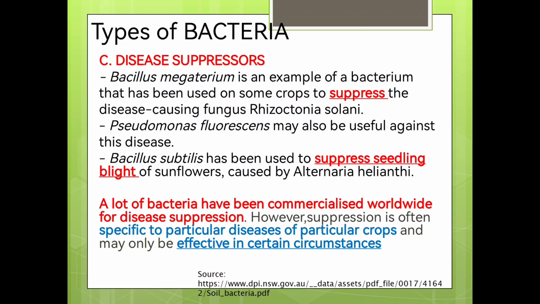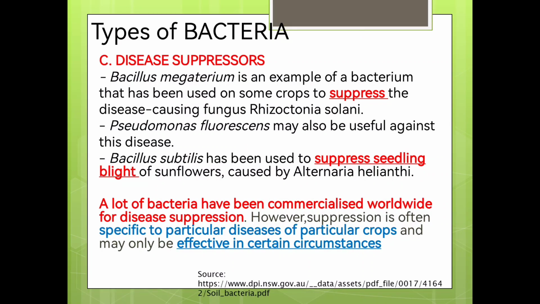Then we also have disease suppressors. The Bacillus megatherium is an example of a bacterium that has been used on some crops to suppress the disease-causing fungus Rhizoctonia solani. So, maraming mga bacteria na nag-i-inhibit ng growth ng iba't ibang mga diseases or fungus, for example.